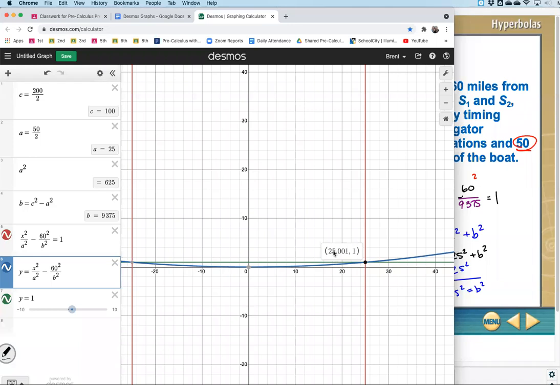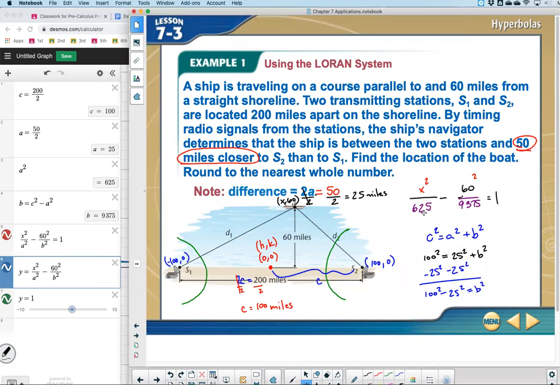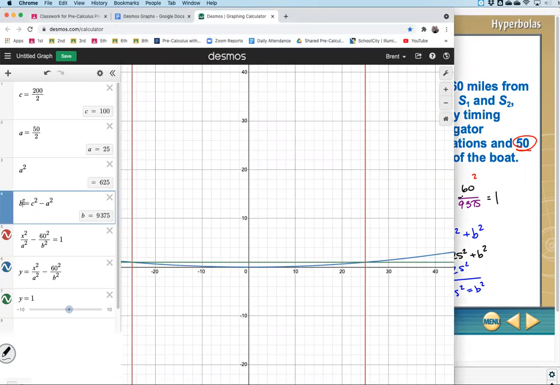So this is saying it's 25 units to the right, which, one thing that's a little strange here is I thought the number was off. Did I type in something wrong here? 60 squared, 625. Well, it doesn't look like it, but we're getting that their x would be 25 units to the right. I have that C is 100, A is 25.